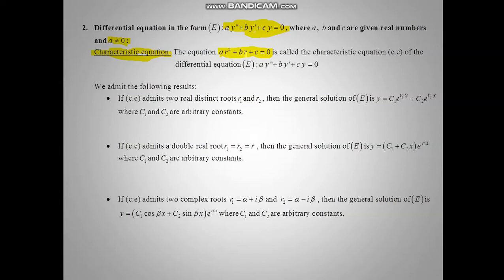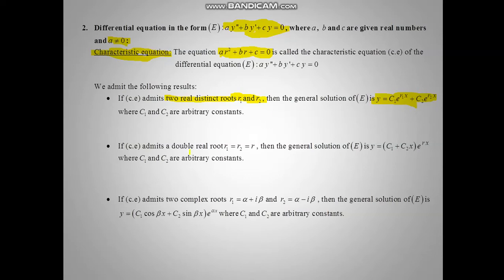This one is a quadratic equation, an equation of second degree. We can solve it. We have three cases. If the characteristic equation has two roots, r1 and r2, the general form, this one is to memorize, y equals c1 e to r1 x plus c2 e to r2 x. This one is the general form of the solution of the differential equation.